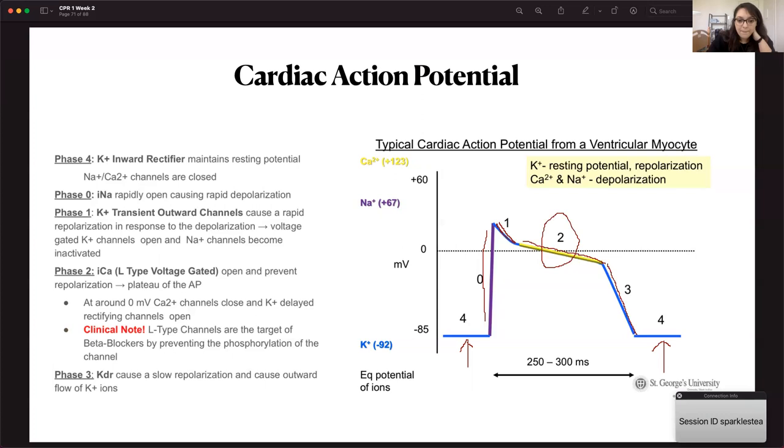But yeah, that's pretty much all you really have to know for this one right now. Just what Sarah was saying, this is really important, right? This is completely different than what happens in the rest of your body, right?